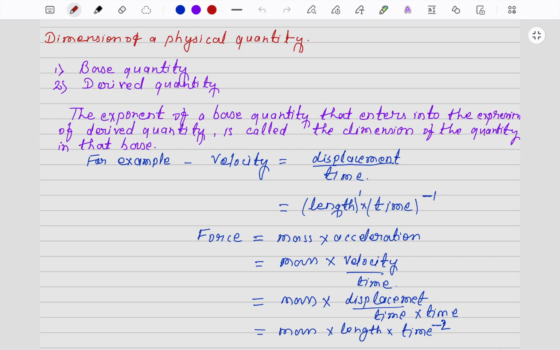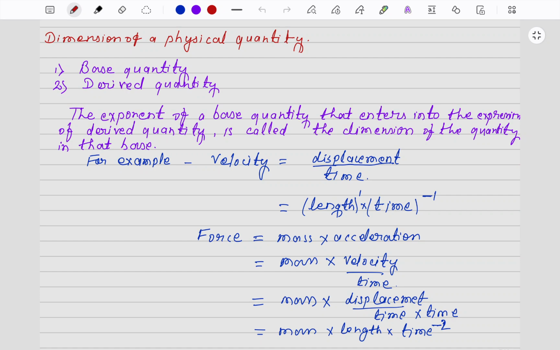In this class, we will discuss physical quantity. So, what is the dimension of a physical quantity? Basically, we all know that there are two types of physical quantity. First is base quantity, and second is derived quantity. And we also know that we can express a derived quantity in the form of base quantities.